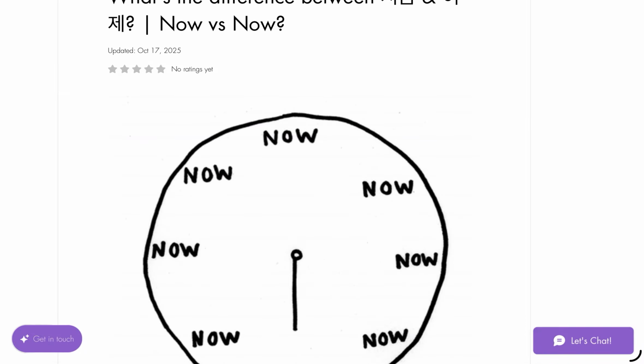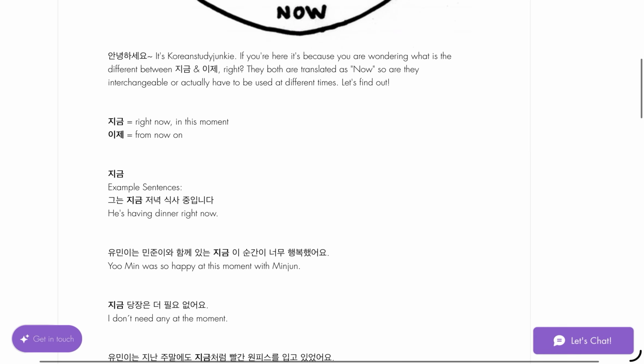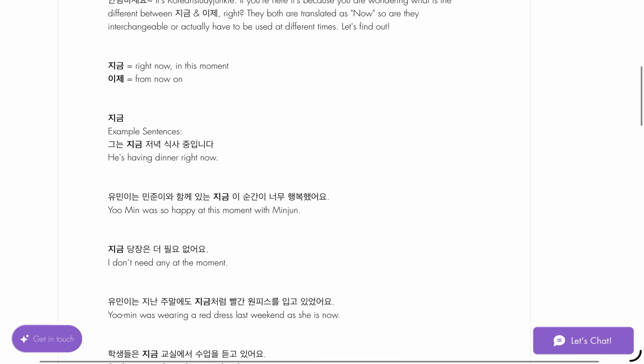Okay. What's the difference? They both mean now. If you're looking at a translation of them using Google Translate or whatever translator, they're going to tell you now. They both mean now. So, okay.